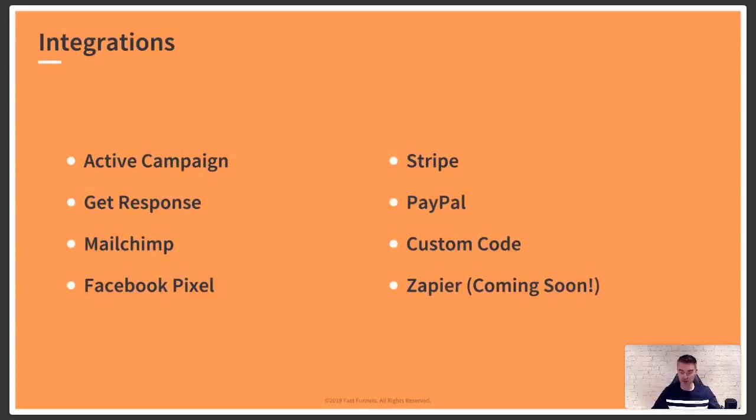And Zapier is coming very, very soon. So you can link up Fast Funnels with like everything. I think, what is it now? About 1,800 different platforms they've got on Zapier now.